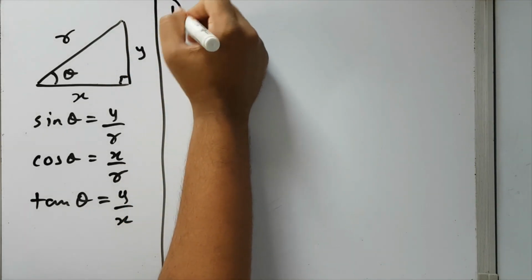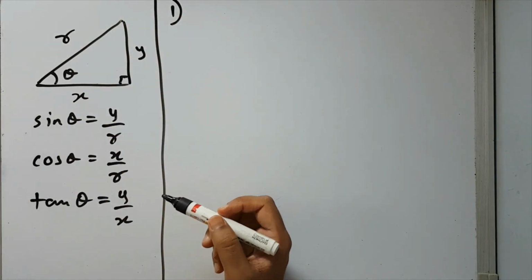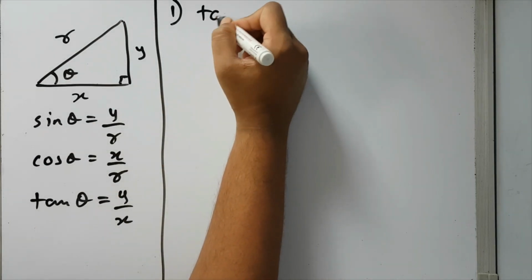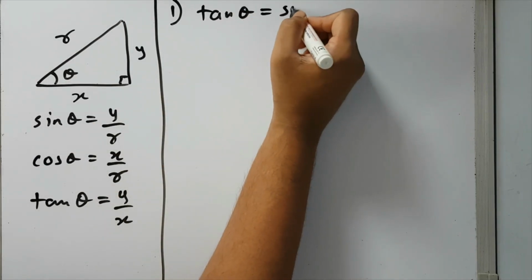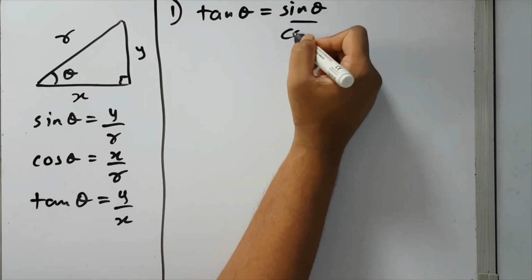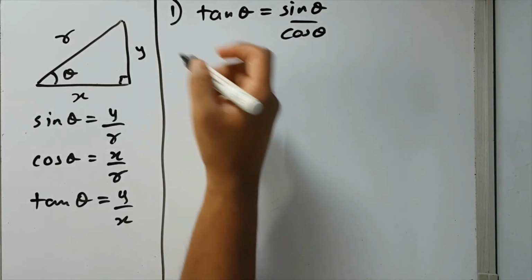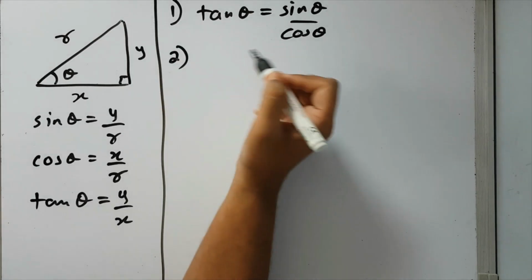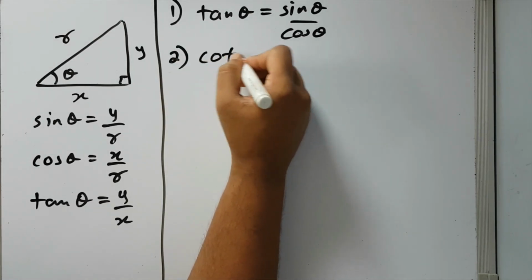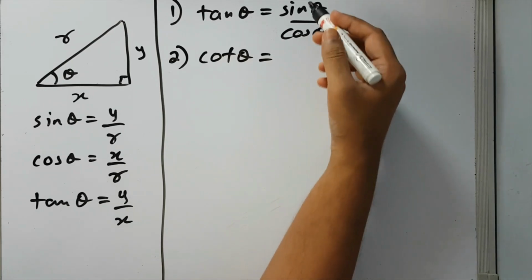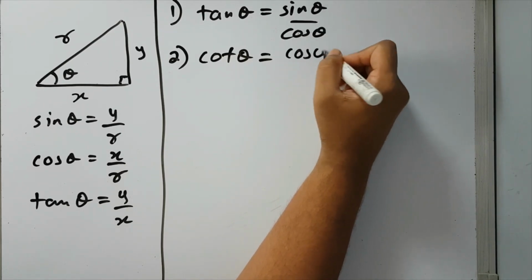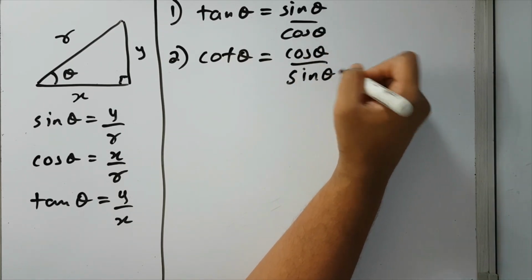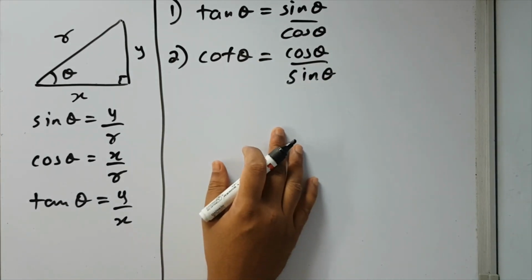How are these three related to each other? The first one would be, what is tan theta? Tan theta can be written as sine theta by cosine theta. Similarly, what is cot theta? Cot theta would be cosine theta by sine theta.